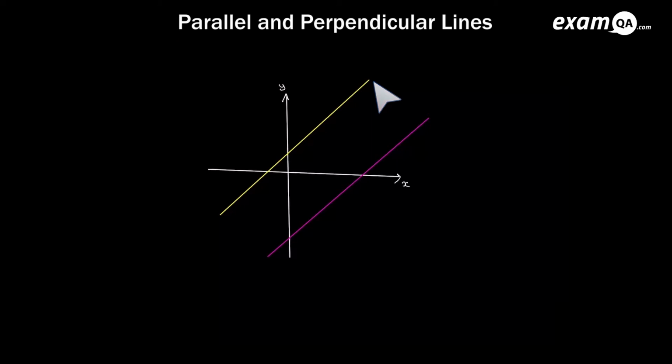Now I'm going to add a line which is perpendicular to the line I've drawn first. So here we've got two perpendicular lines. And what makes them perpendicular is the angle they make between each other. It's a right angle. Now that we've looked at it visually, we're going to look at it in terms of the equations.